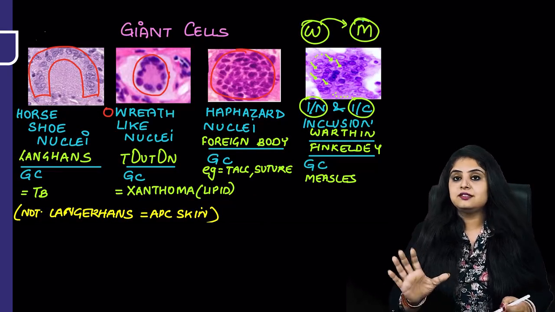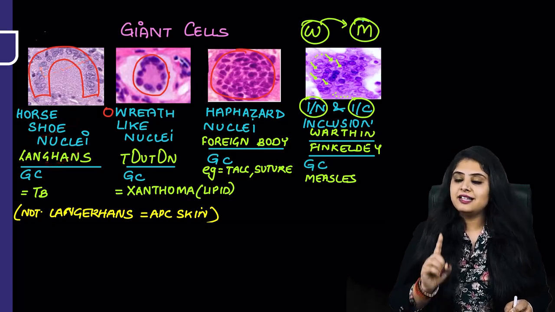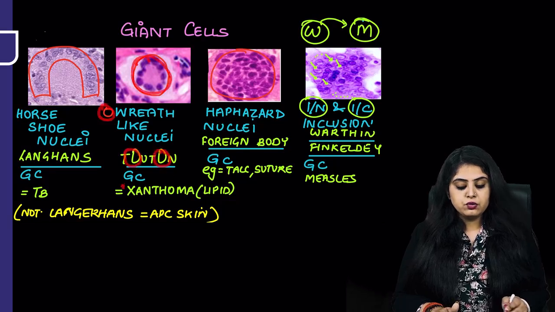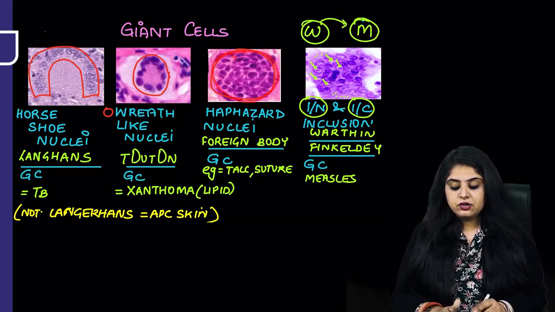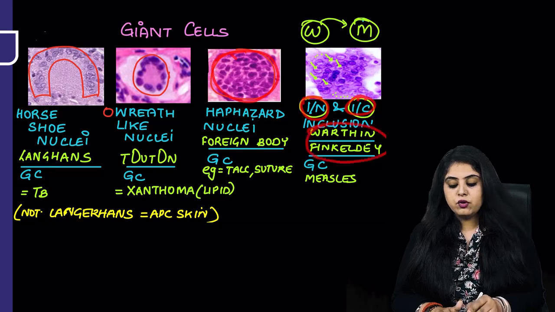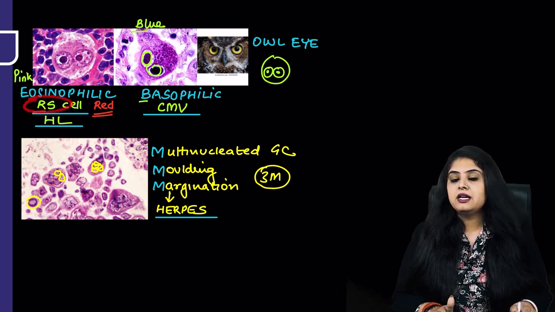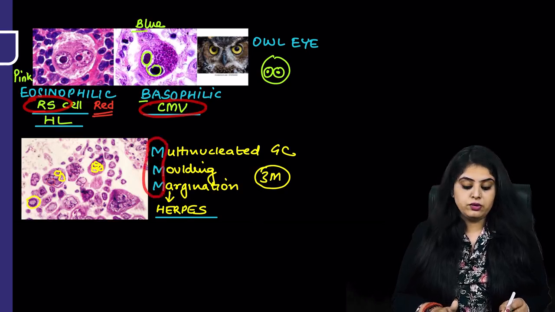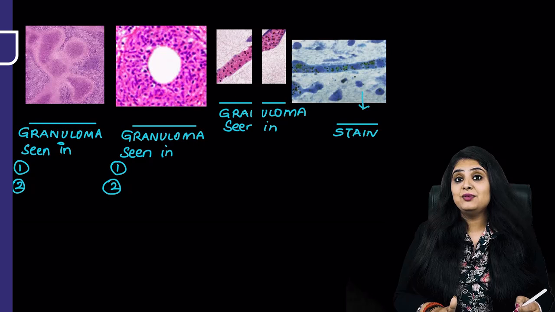So quickly, if you see in 10 seconds, Langerhans giant cell, horseshoe shape, Langerhans, not Langerhans, that is seen in TB. Now we come to the round wreath-like, seen in round two-tone, round lipid disorder, foreign body giant cell, all haphazard, intranuclear intracytoplasmic inclusion, Warthin-Finkeldey giant cells of measles, owl eye appearance, red color, pink color eyes, so Reed-Sternberg cells, blue color eyes, so cytomegalovirus, margination, molding and multinucleation is going to be herpes infection. These were all the giant cells, but what about all the granuloma shapes?